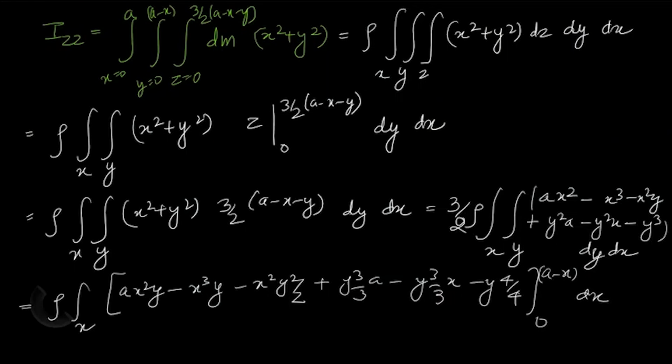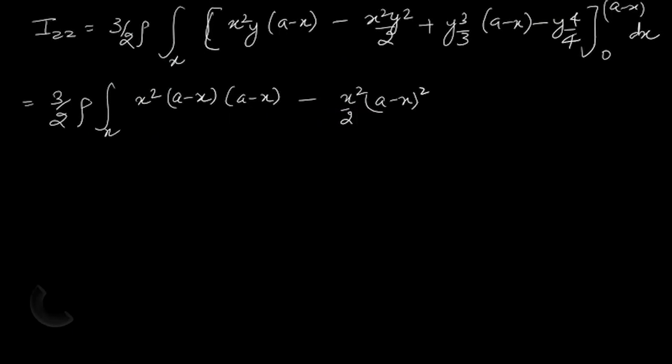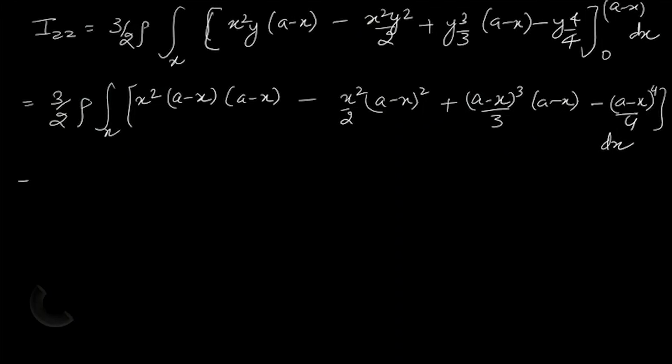So let's simplify this first and then put the limits. So this is the expression after simplification. Let's put the values now. Let's put the limits. So it's 3 by 2 rho, this will be x squared (a minus x), and then minus x squared over 2 (a minus x) whole squared plus (a minus x) whole cubed over 3 (a minus x) minus (a minus x) whole to the power 4 over 4. So we have put the limits and then close the bracket, dx.